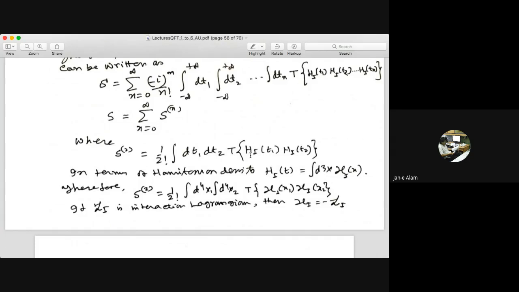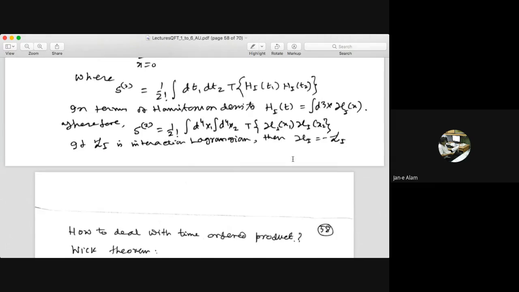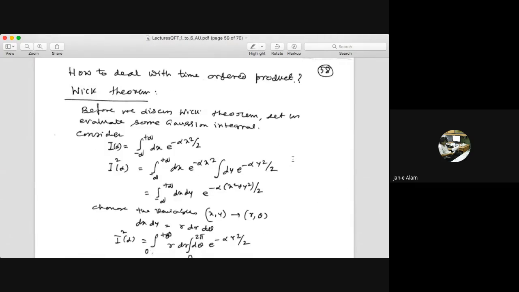This Hamiltonian will contain some combination of fields. This will also contain some combination of fields, and I have to take the time order product. So when I evaluate this time order product with the interactions, that will give me the Feynman diagrams with interactions. But that will come a little later.